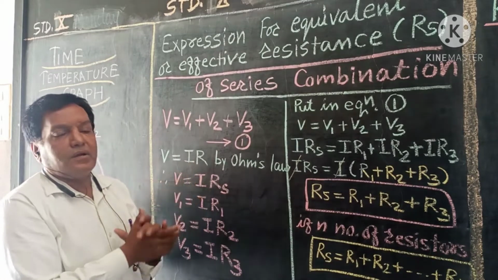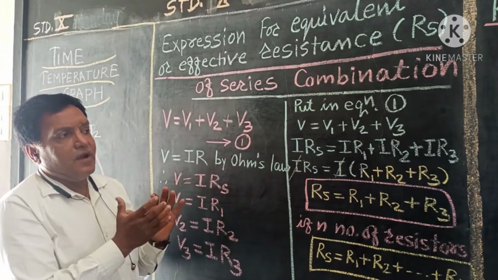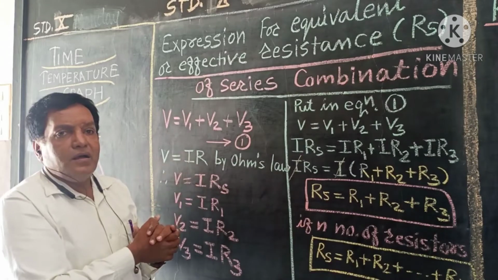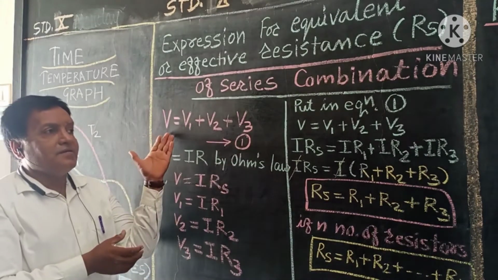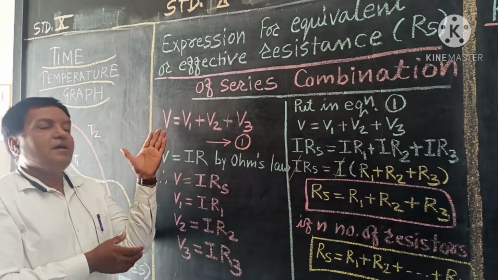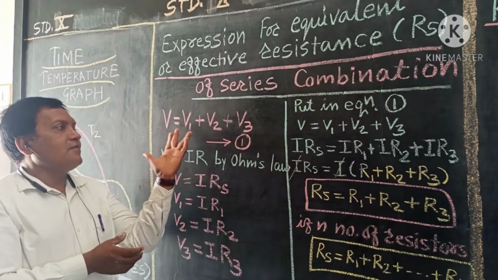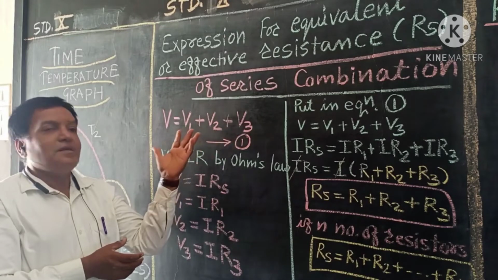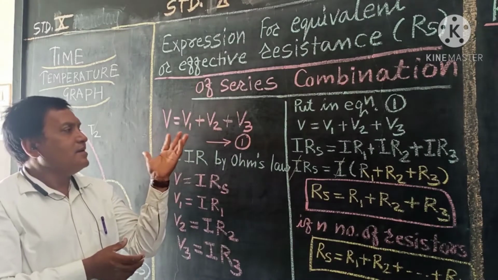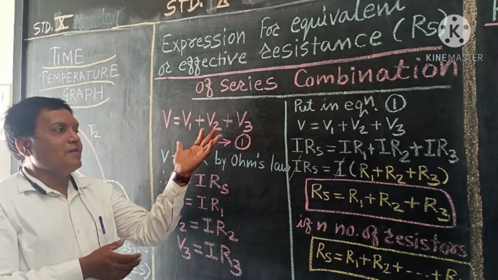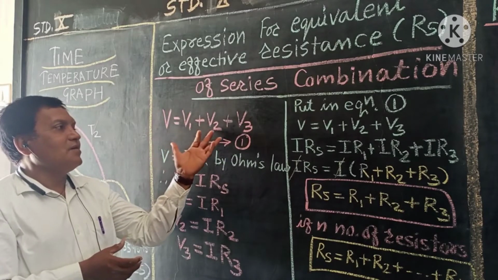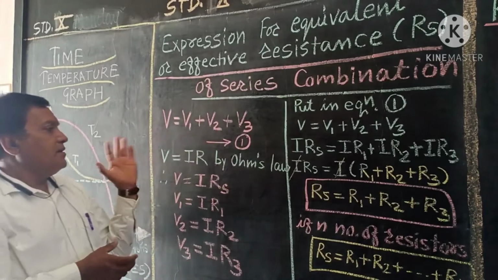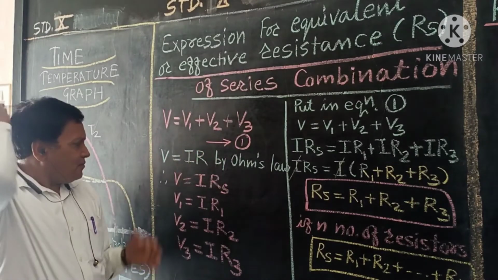If we combine V1, V2 and V3, that will be equal to the total voltage supplied to the series combination of the 3 resistors. So the total voltage is V, and that is the combination of V1, V2 and V3, meaning the 3 resistors have taken V1, V2 and V3 amounts of voltage. So V is equal to V1 plus V2 plus V3. Put this as equation number 1.